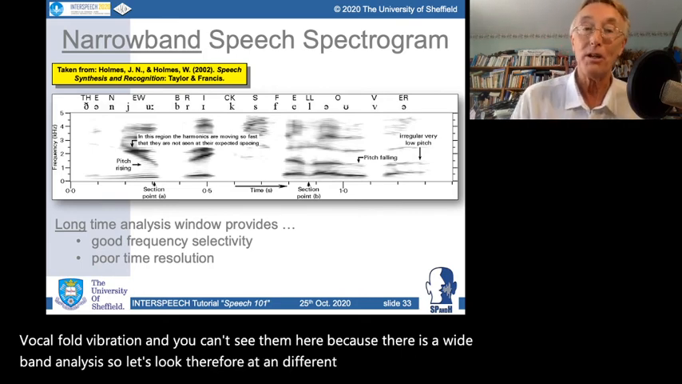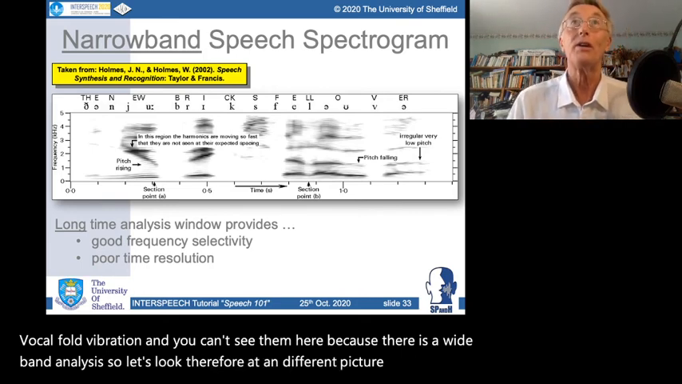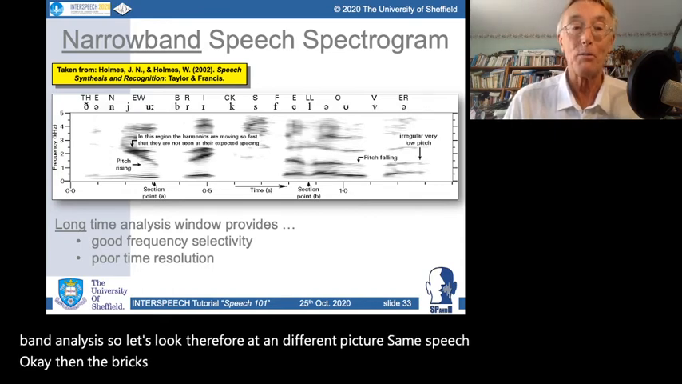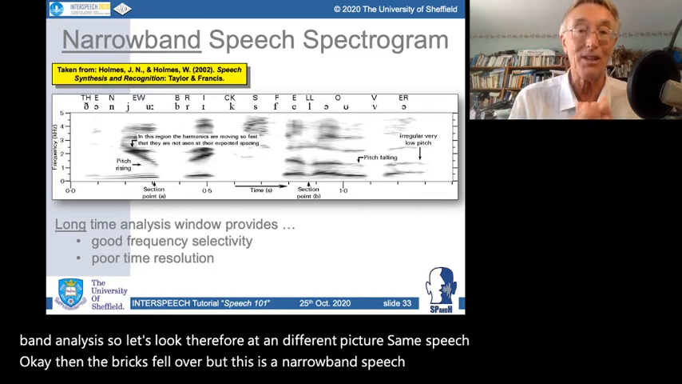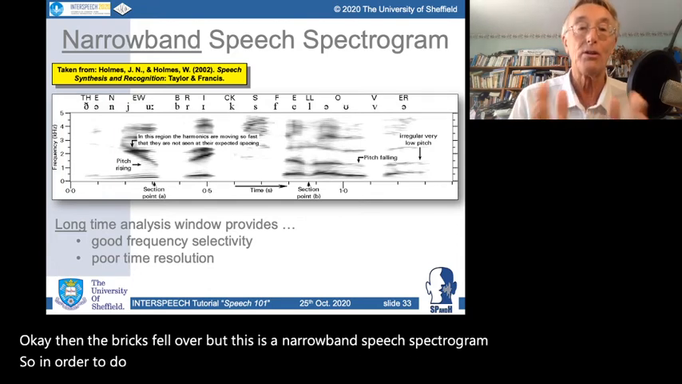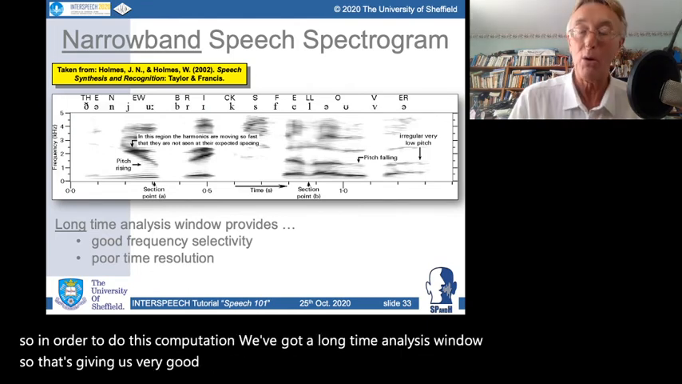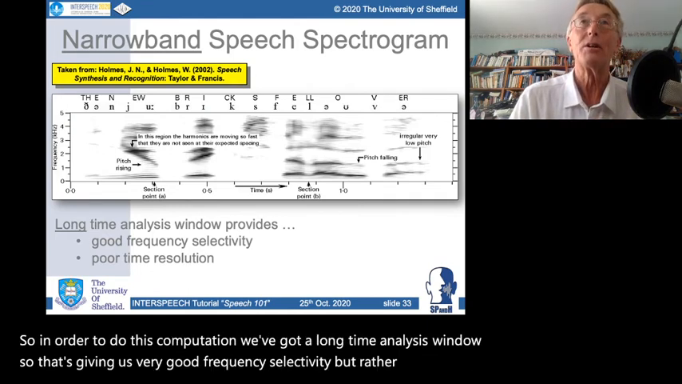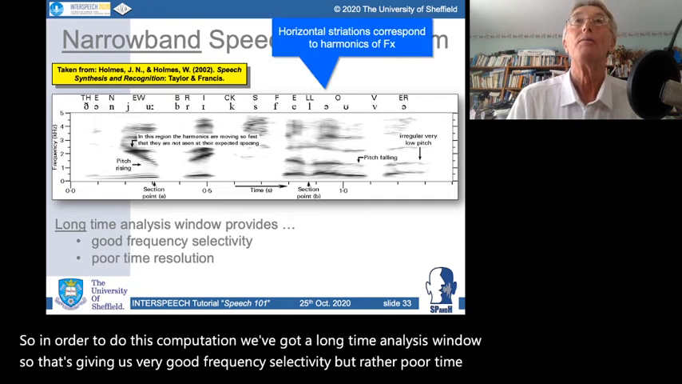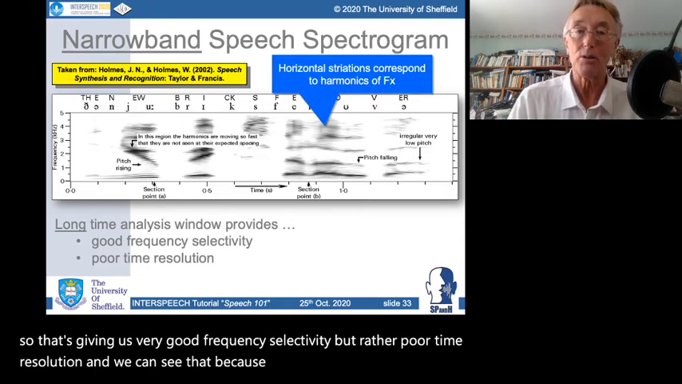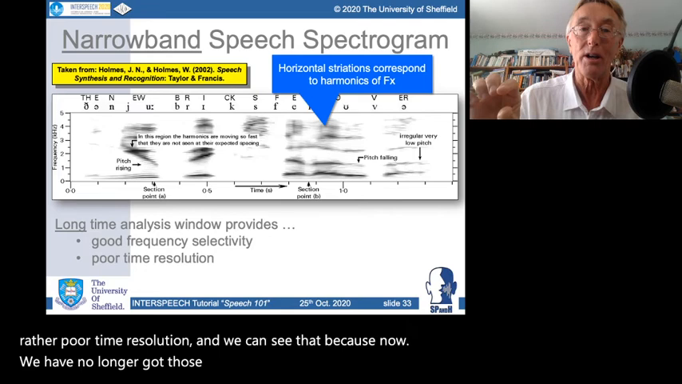Same speech, "then the bricks fell over." But this is a narrowband speech spectrogram. So now, in order to do this computation, we've got a long time analysis window. So that's giving us very good frequency selectivity, but rather poor time resolution. And we can see that because now we've no longer got those vertical striations. We've now got horizontal striations.